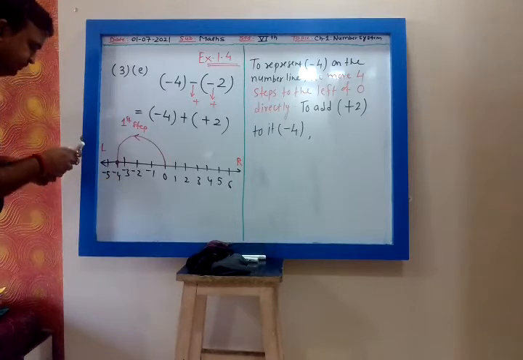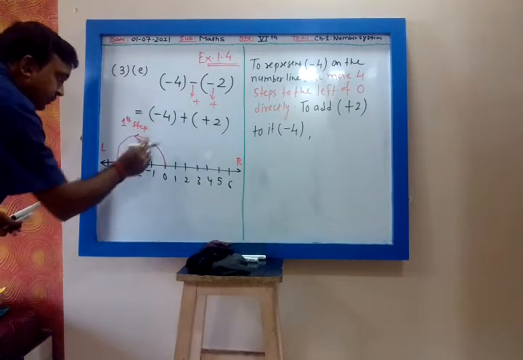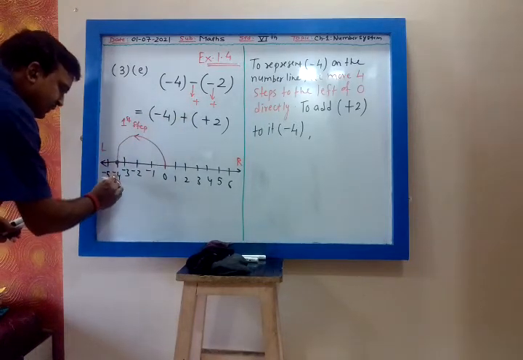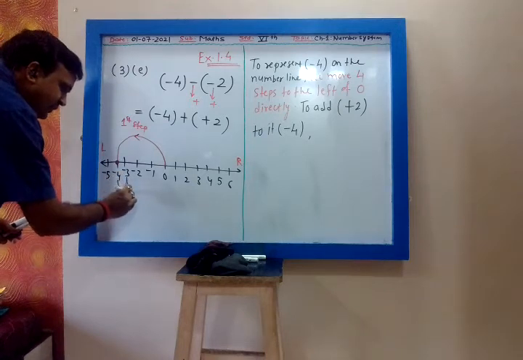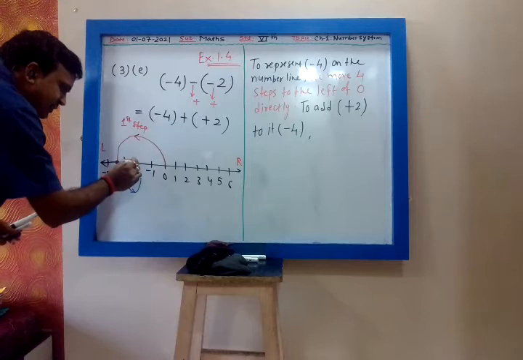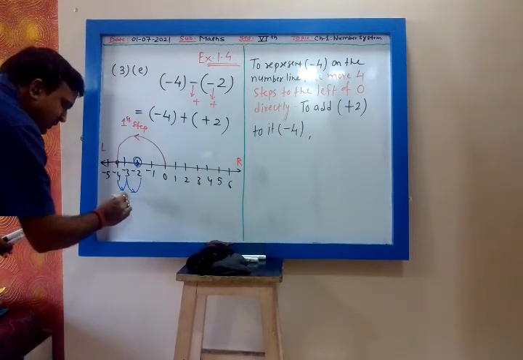So this is one jump. This is my one jump because it is plus 2, my dear. So you will jump to the right. So this is one jump, this is second jump. Where we reach? We reach the number minus 2. So this is my second step.